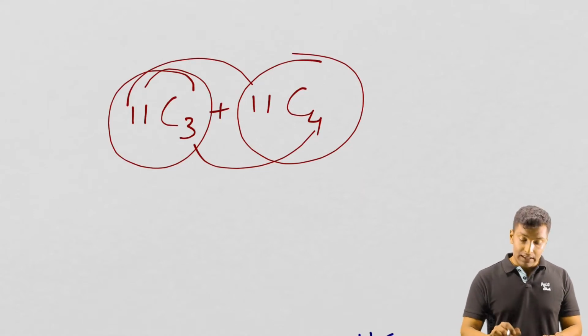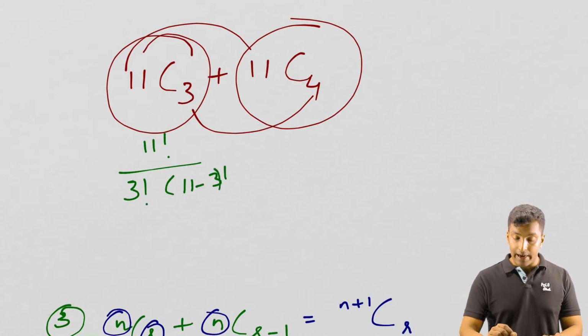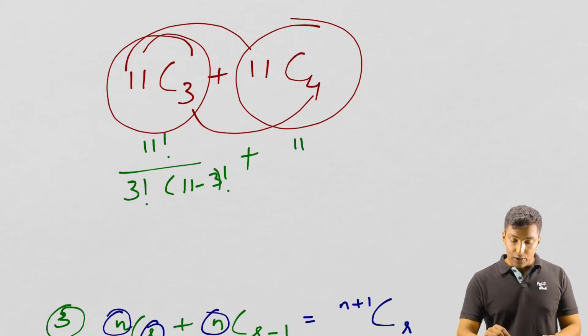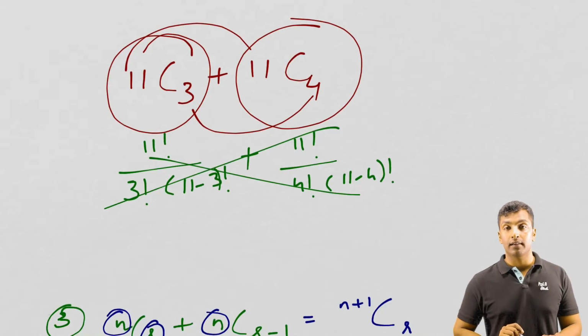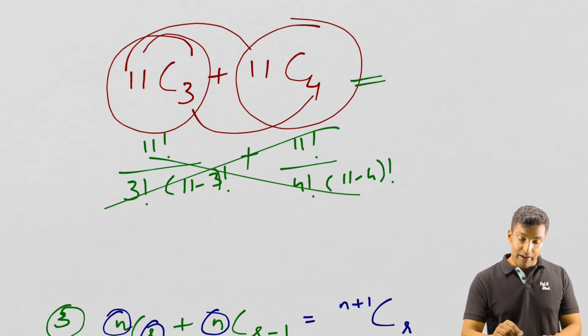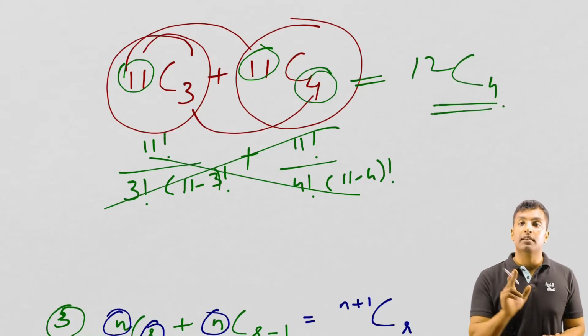Otherwise, how will you find 11C3? 11 factorial divided by 3 factorial into 11 minus 3 factorial, right? Then add 11 factorial divided by 4 factorial into 11 minus 4 factorial. This is not required for us once you know the result. What is the answer? Superscript, which is 11, which is common, plus 1, that is 12. C, highest among this, that is 4. That's your answer. I hope this is clear for all of you.